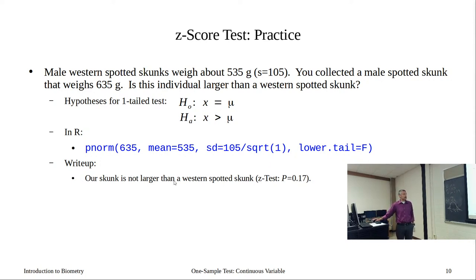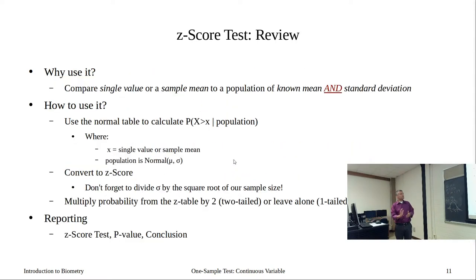So our skunk is not larger than the western spotted skunk, z-test, and our p. All right? So why do we use it? We use this if we're going to compare a single value or a collection of values, so a sample mean to a population value. We know our population mean and we know our population standard deviation. We don't have to estimate it.